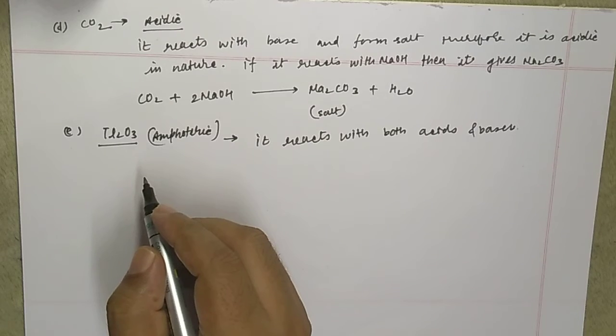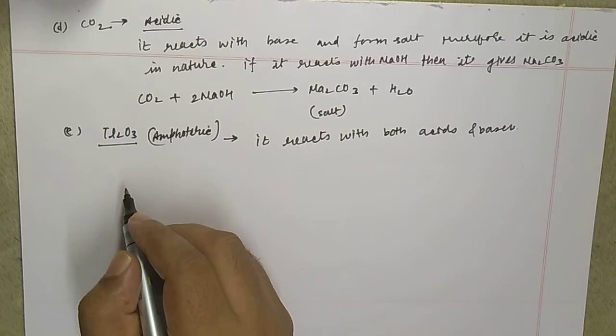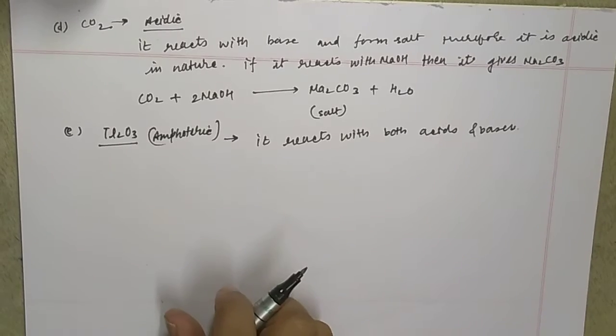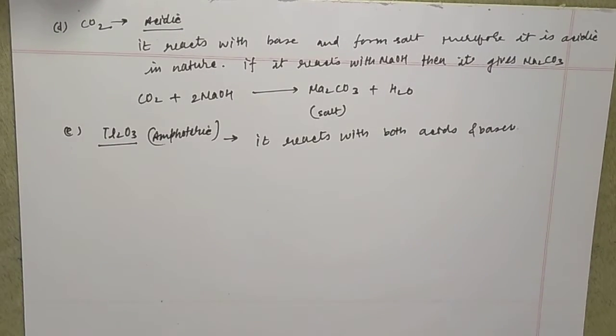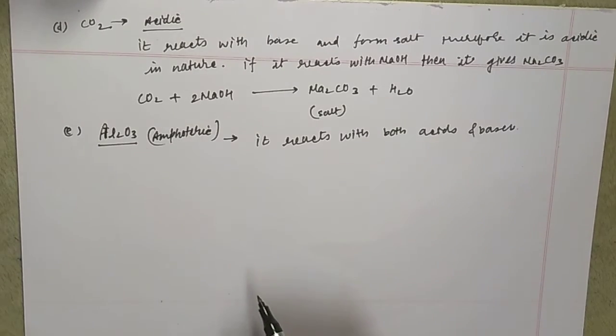So if you go to Tl2O3, I am sorry, Tl2O3 is not actually amphoteric. It is actually Al2O3. Okay, Al2O3.